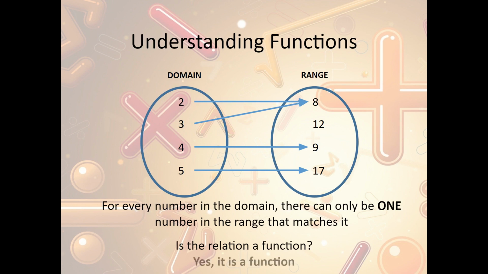The answer is yes, it is okay, and this is still a function, because 2 is only with 8, and 3 is only with 8. It doesn't matter that they're both going to the same place. The issue would be if x is mapped to two places, but each x, 2 and 3, is only mapped to one place. They're just mapped to the same place. So yes, this is still a function.